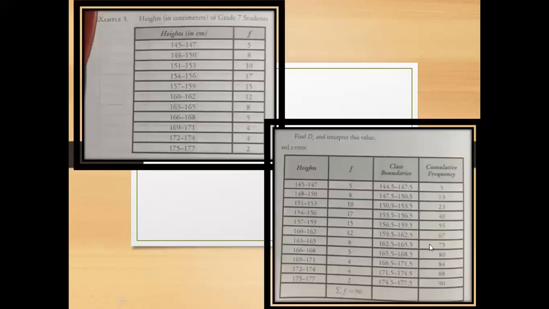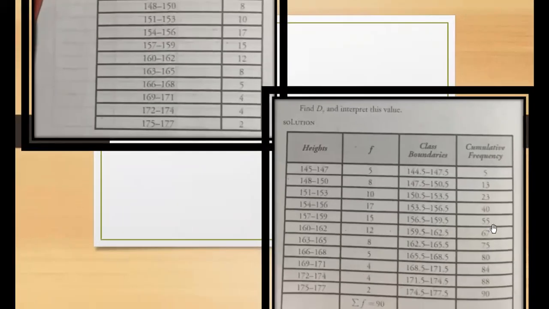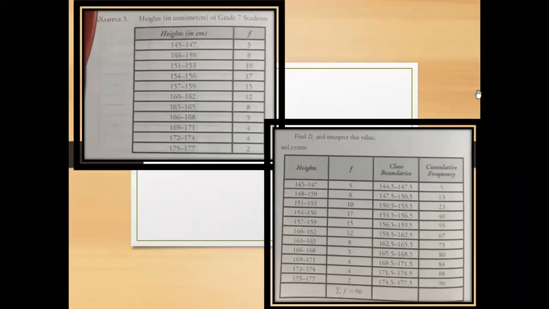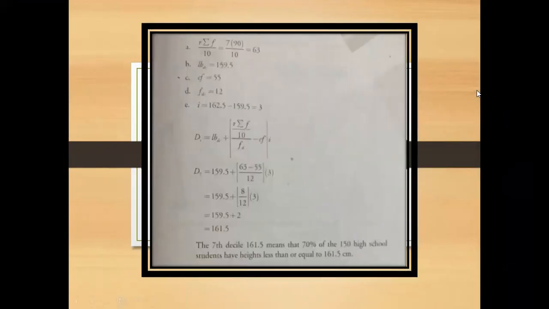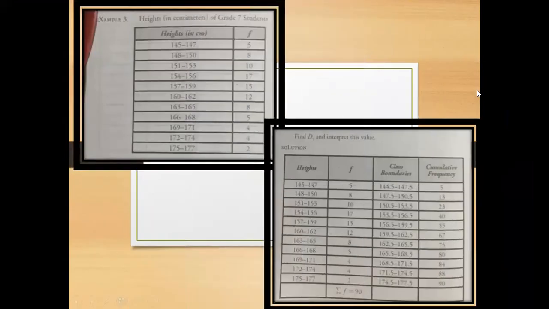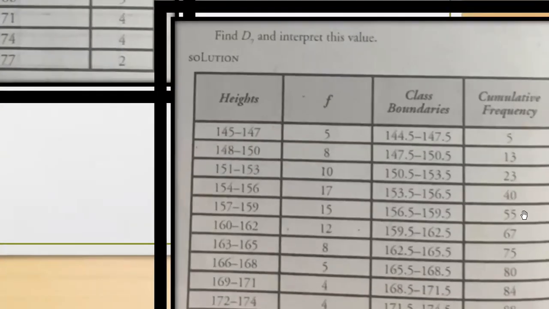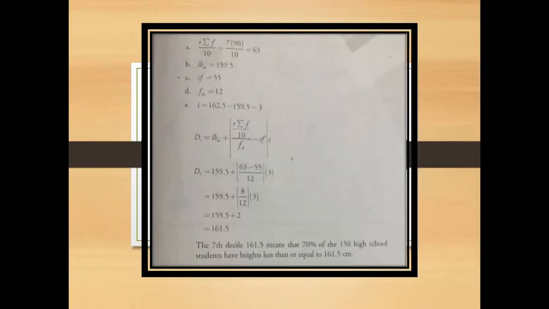So 63 ay dito kay 55 and 67. So 55 and 67. So sa ilalim ni 55, we have 159.5 to 162.5. So yung unang number ang ating gagamitin para sa letter B. So ang letter B natin is 159.5. Okay, correct. 159.5 ang ating letter B. Ang letter C natin is yung unang number, di ba? So, 55. So, yung ating letter C.